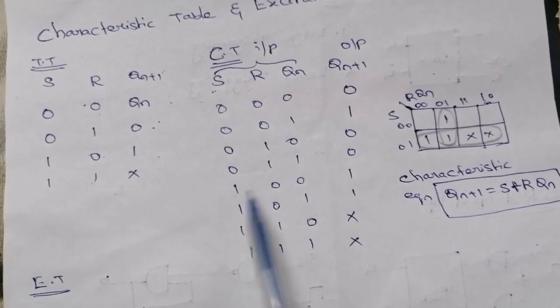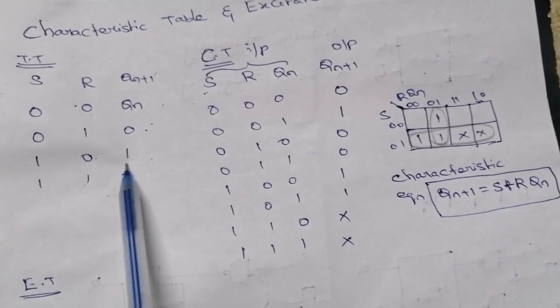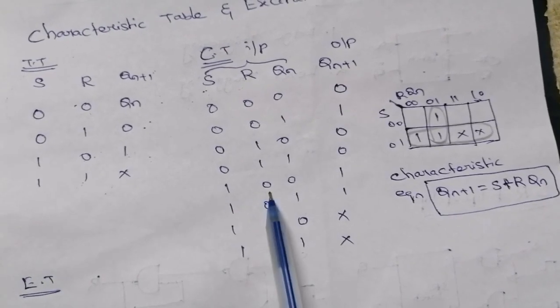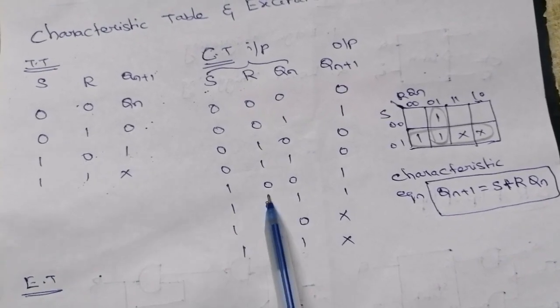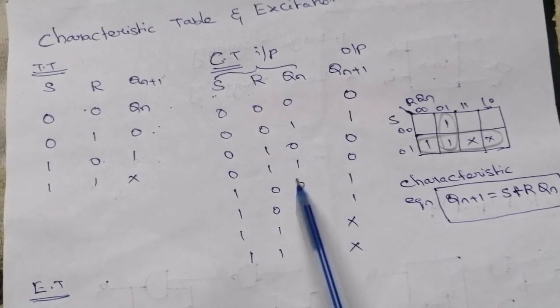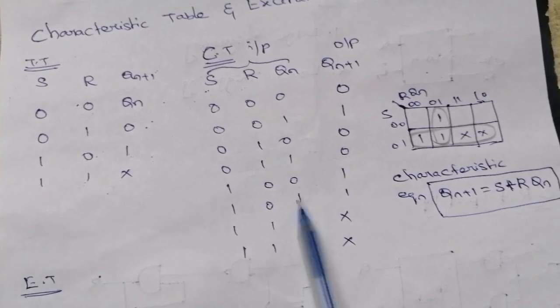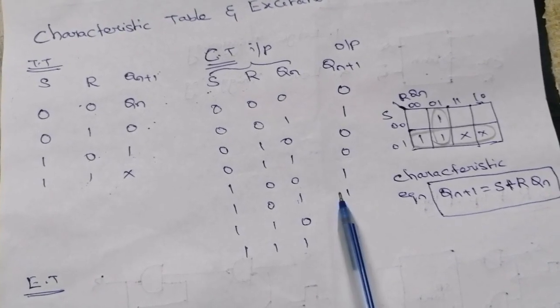Likewise for the 1, 0 combination. The input is 1, 0, and the next state is the set state, which means 1. Both combinations are 1, 0, so our next state will be the set state, which means 1. The past output may be 0 or 1, no issues. Our next state will be the set state.